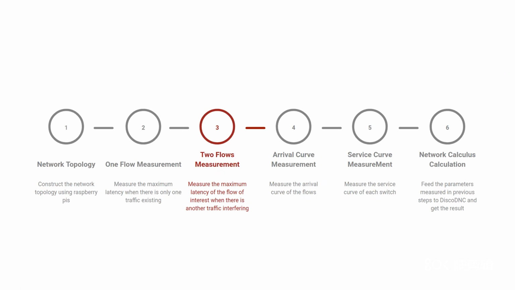The third step is used to see the influence of the second flow on the maximum end-to-end delay of the flow of interest. We add a second flow, which is from sender 2 to receiver in the last switch.